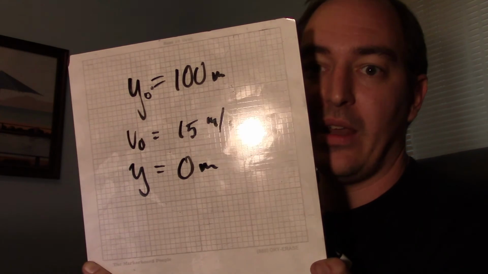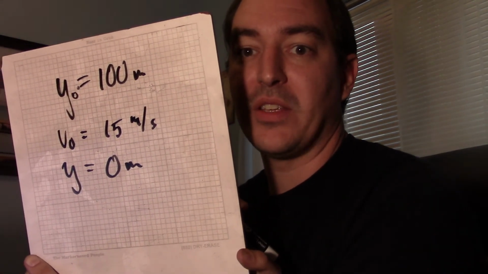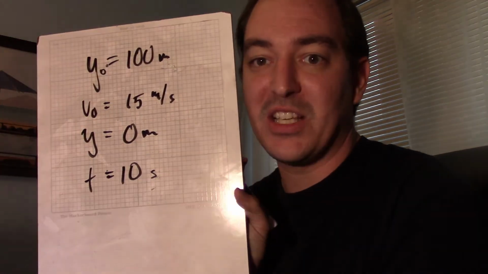So let's again break down the problem as we see it. We know that my starting position is, in fact, 100 meters off the ground. Bam! We know that it has an initial velocity of 15 meters per second. And we know that its final position is 0 meters because it's going to hit the ground. And I just changed that to Y0, so make sure you notice that. Cool. All right, so Y0 is 100 meters, initial velocity is 15 meters per second, Y is 0 meters, and we know that my T is 10 seconds.